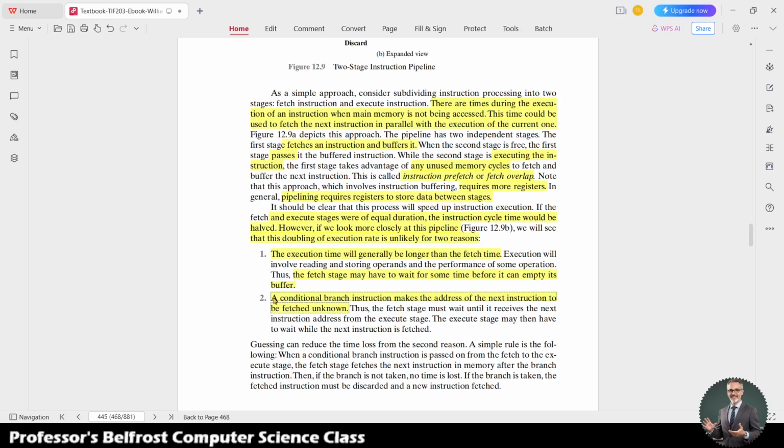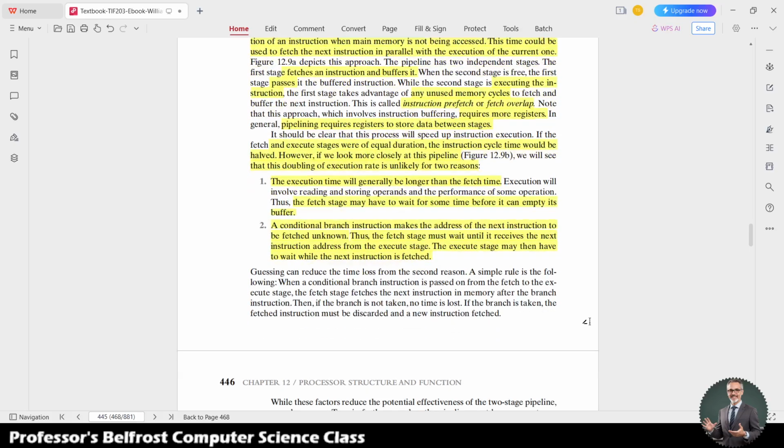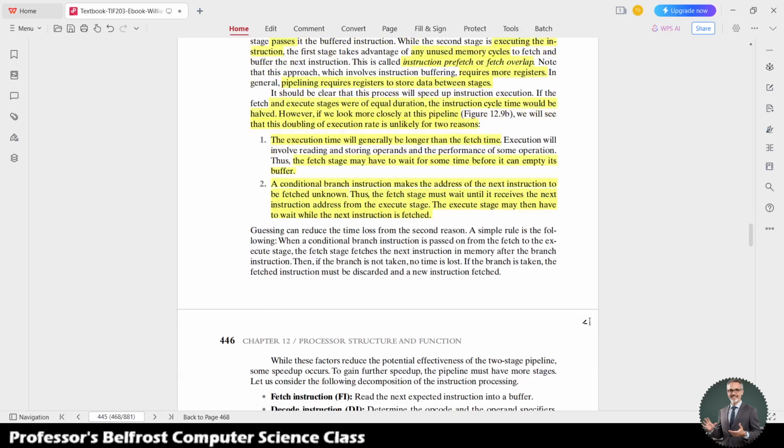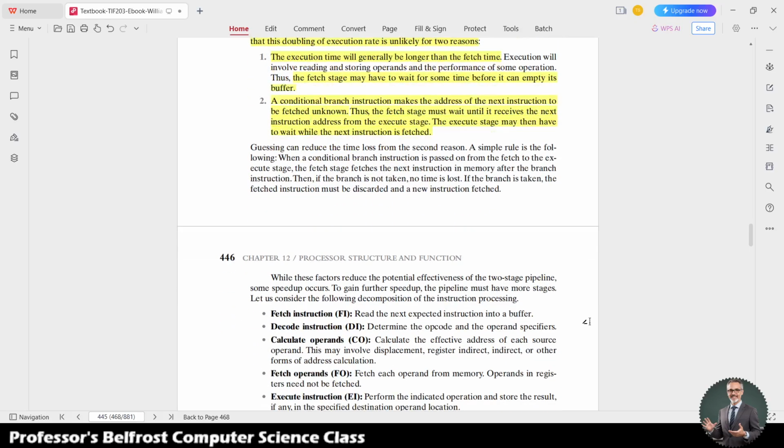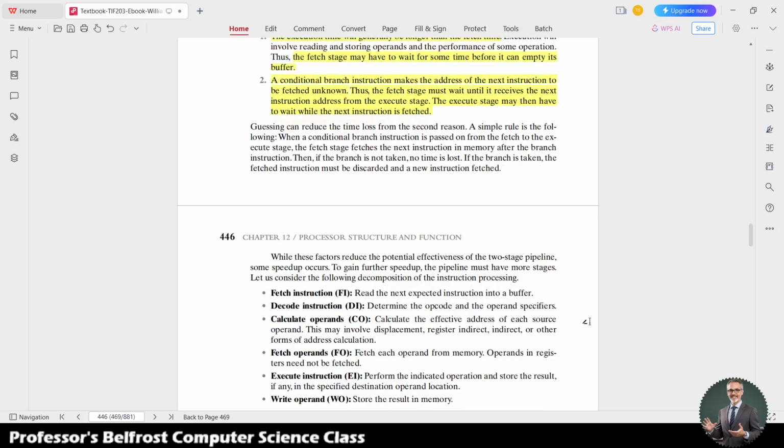A conditional branch instruction makes the next instruction to be fetched unknown. Thus, the fetch stage must wait until it receives the next instruction address from the execute stage. And the execute stage may then have to wait again while the next instruction is fetched. So we can have a clear depiction of how much time is lost. Here, if the branch is not taken, no time is lost.